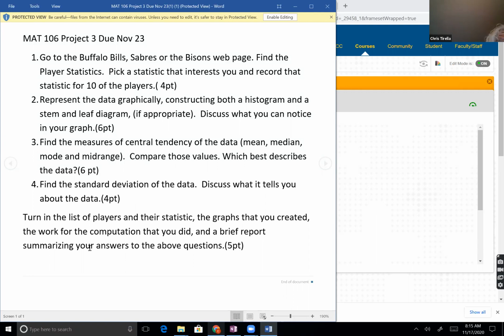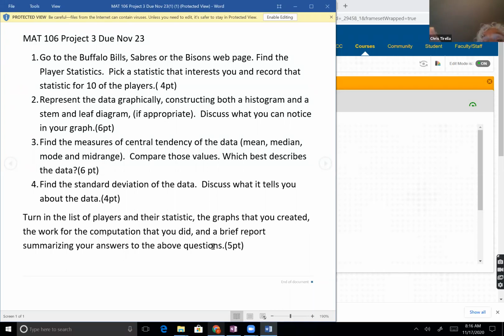And also you need to write a report summarizing. The report is worth 5 points. It shouldn't take too terribly long. Again, I suggest the sports teams' websites to get the data because it's easy data that you might find interesting. If you don't find it interesting, you can use other data. Just make sure you have a data set of 10 and you find all of the parts.